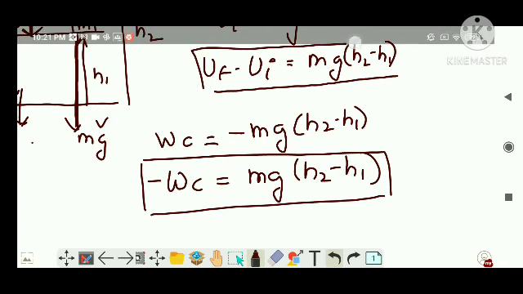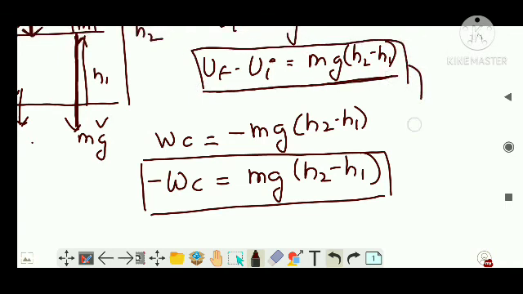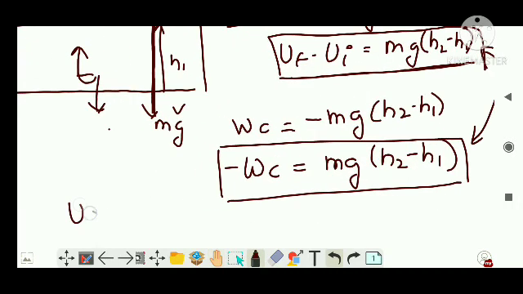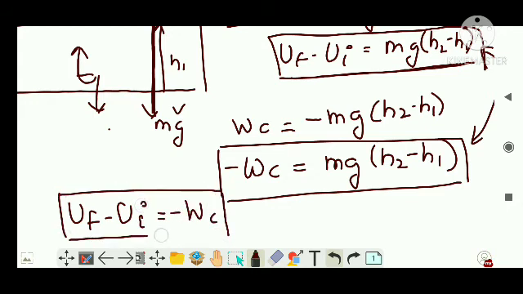And there is here another equation. Compare these two equations, which have their RHS equal. So I can write U_F minus U_I is equal to minus W_C. Hence proved, right? That is, change in potential energy is equal to negative of conservative work done, or work done by a conservative force.